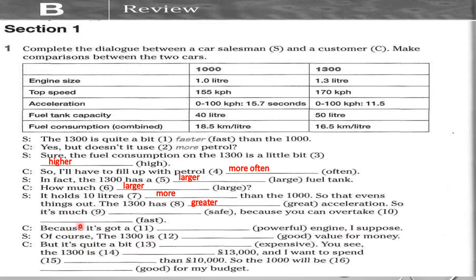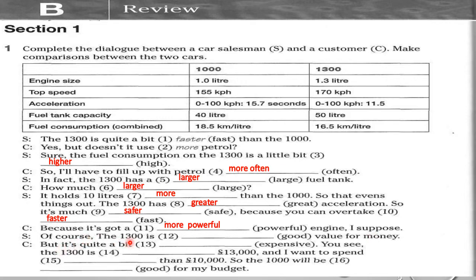So it's much safe, becomes safer, because you can overtake faster. Overtake means يتجاوز. Please don't overtake while driving. Because it's got a powerful engine. Can we say powerfuler? This is a long word, so we can't add ER. We say more powerful engine, I suppose.